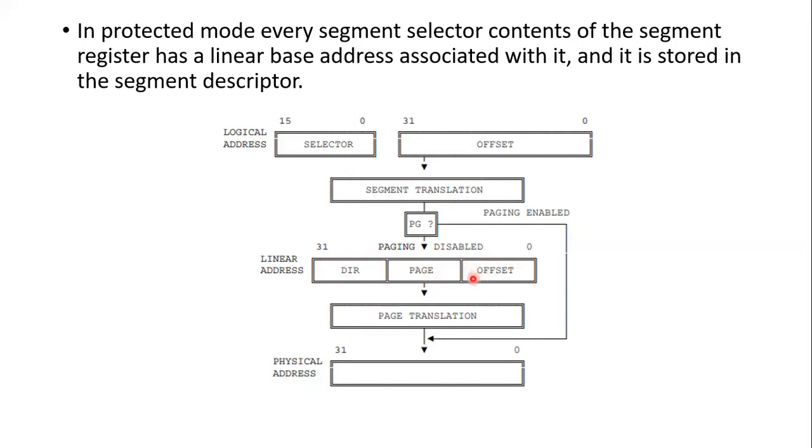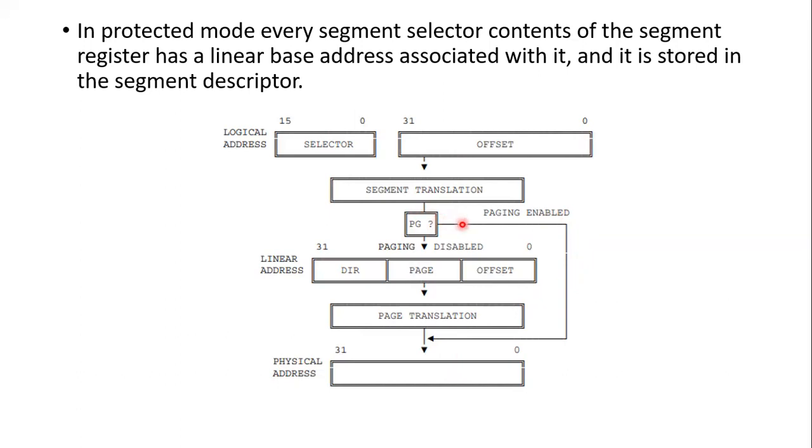Once it gets the offset, what will it do? Offset is nothing but showing the location. Then it will go to the page translation, and then further the physical address will be defined. But if the paging unit is enabled, then what will it do? The paging mechanism will translate the linear address into the physical address.